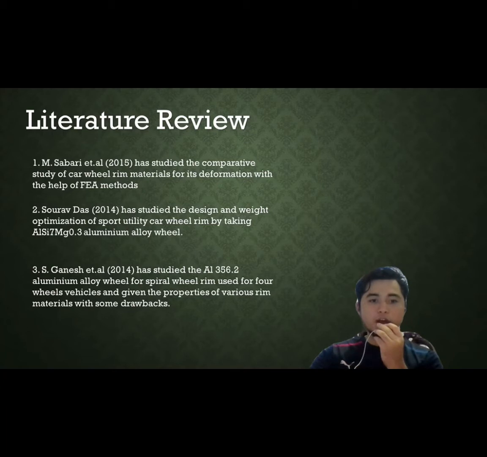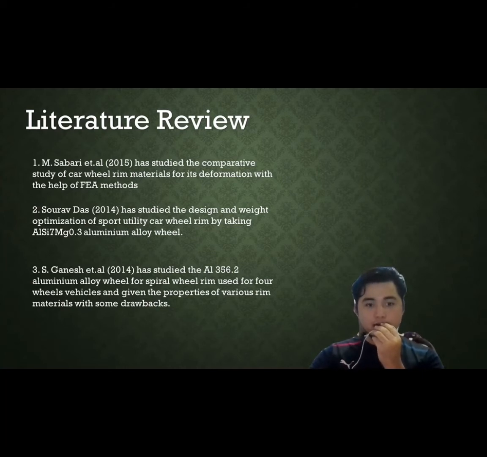Next, Suraf Das in 2014 studied the design and weight optimization of Sport Utility car wheel rim by taking AlSi7 and Mg0.3 aluminum alloy wheel. He then concluded that magnesium alloys are light in weight, very good heat conductors, and have excellent aesthetic appearance.